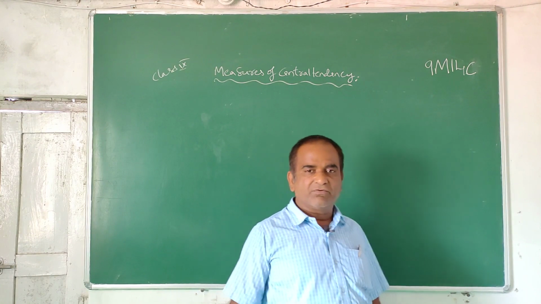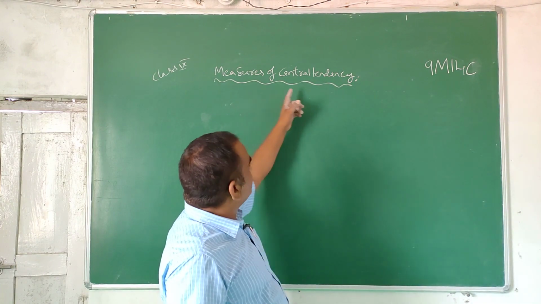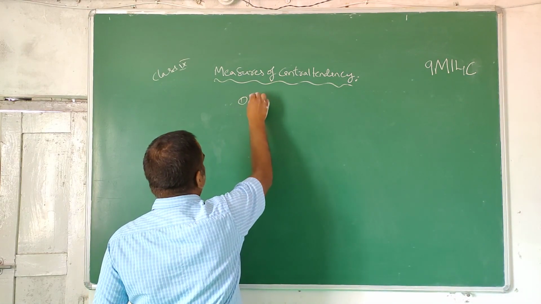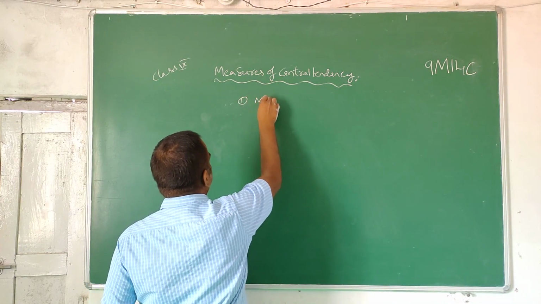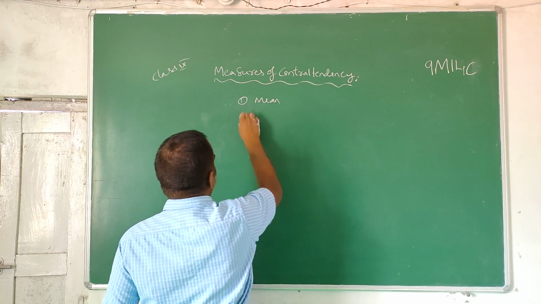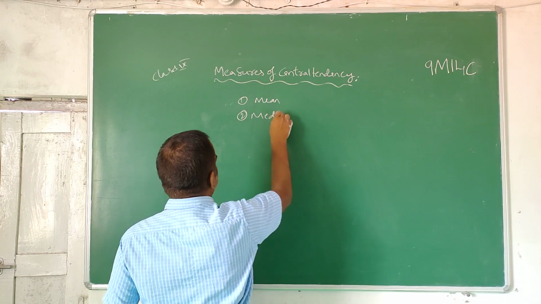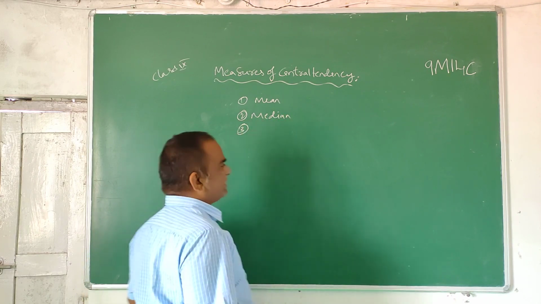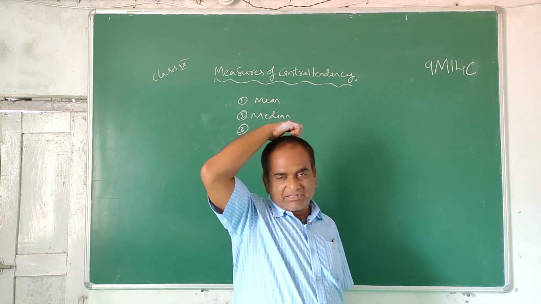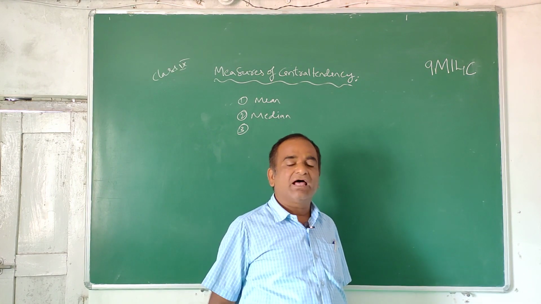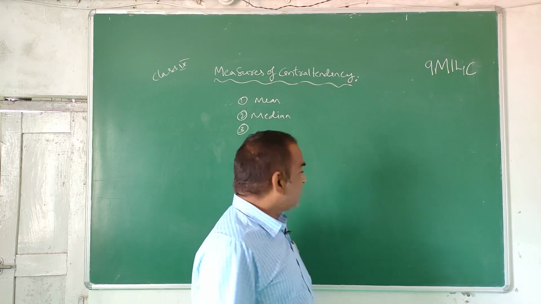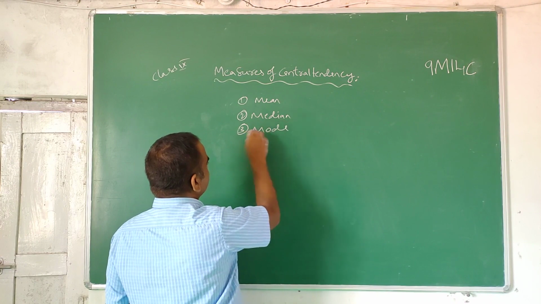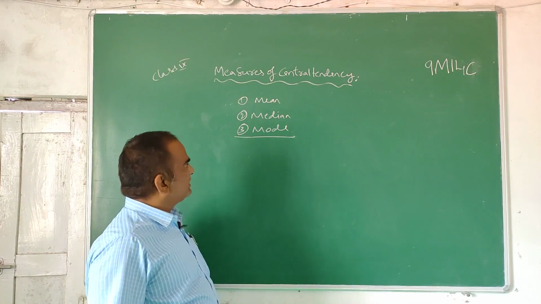Now dear students, now we are going to discuss measures of central tendency. There are three measures of central tendency: mean, median, mode, which describe the characteristic of the entire data. So mean, median, mode. These are the three measures of central tendency.